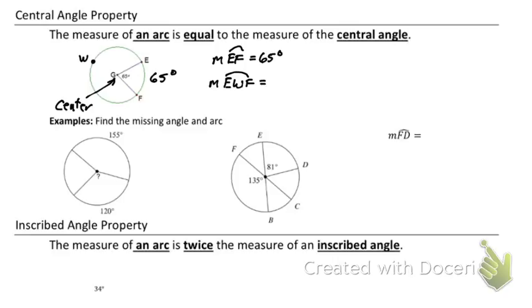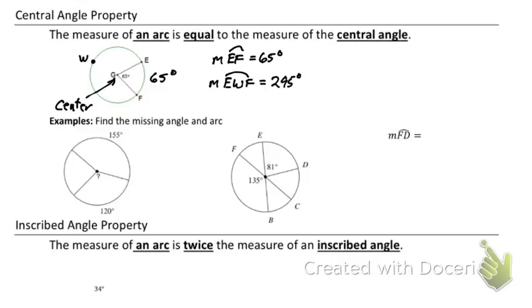And what would the measure of arc EWF be? It's 360 minus 65, which is 295. So knowing this central angle, I know this minor arc, and I also know this major arc because together they equal 360. So our central angle is always going to equal the arc that it cuts out.